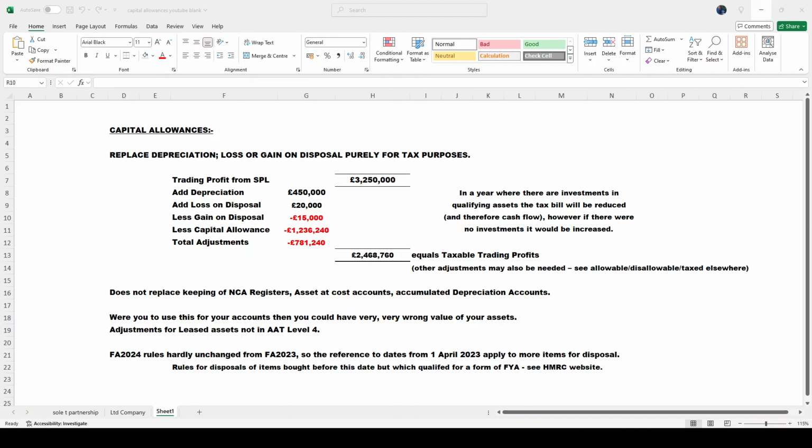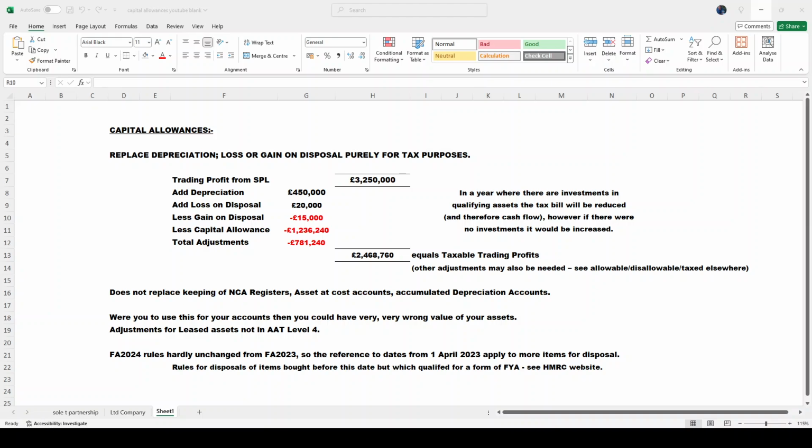Hello accounts people, time to have a look at capital allowances for limited companies. Sole traders can be dealt with separately, rules are slightly different, but then there's also lots of similarities. So we're going to replace depreciation, loss or gain on disposal of assets purely for our tax calculation purposes.